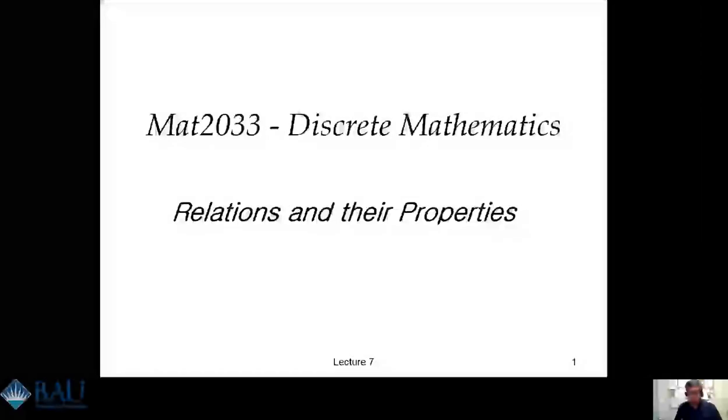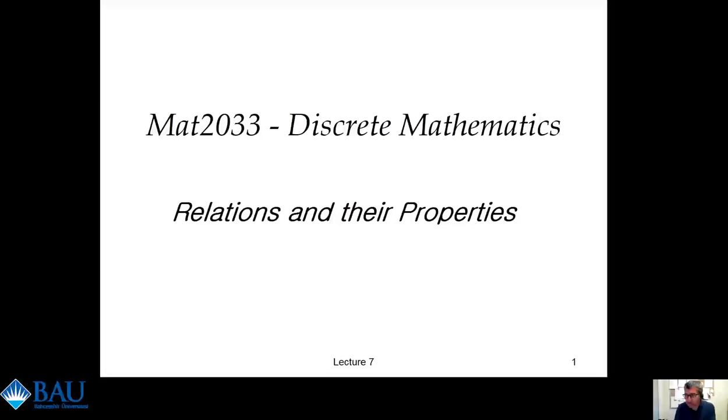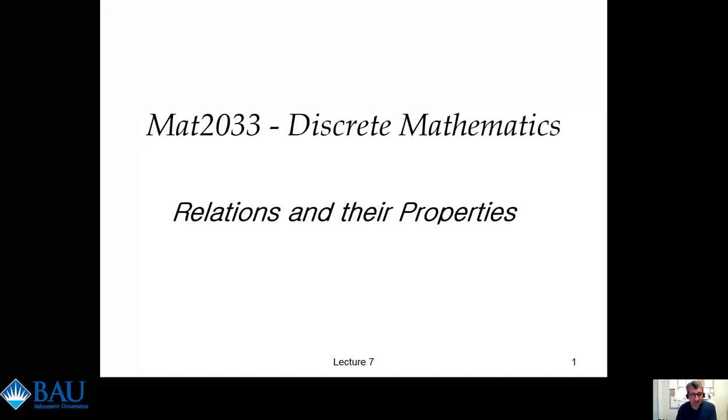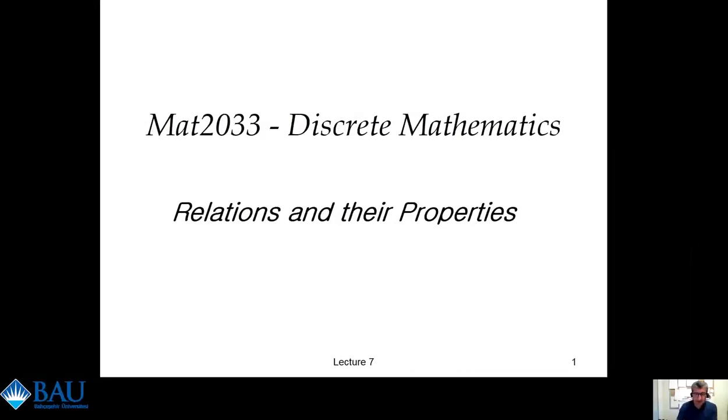Okay, everyone, this is a discrete mathematics class, and today we want to talk about the relation and see some properties of the relation. If you remember, last week we talked about the set. A set is a collection of objects which has no repetition, and the order of all elements written in the set has no order.